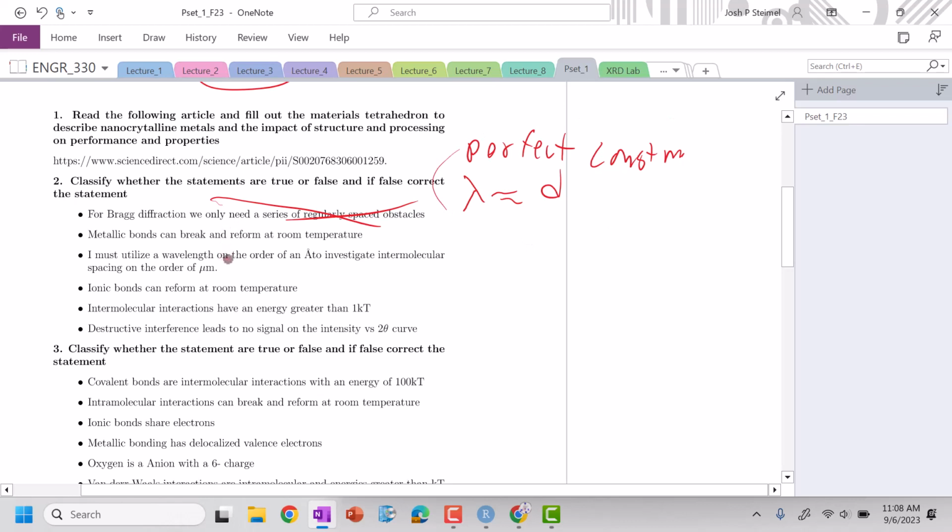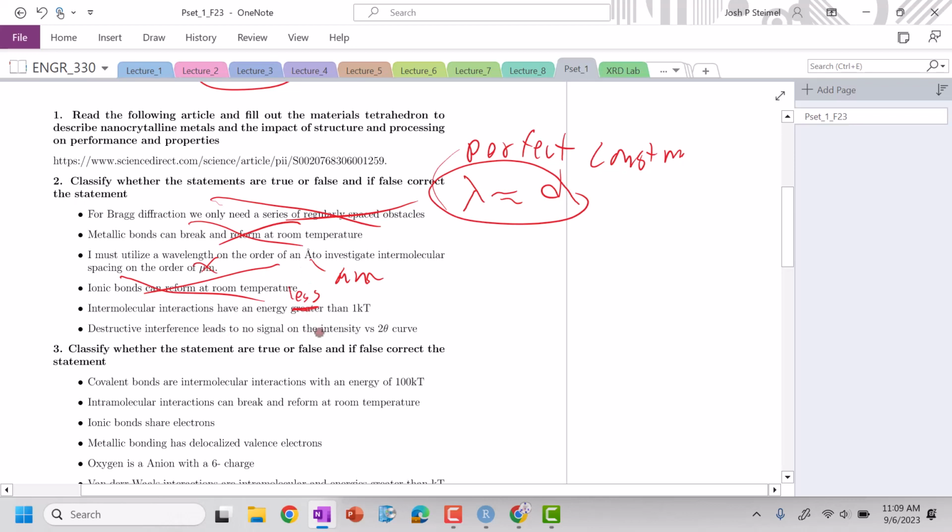Metallic bonds can break and reform at room temperature. Nope. They have energies that are above kT. Only intermolecular bonds can break and reform at room temperature. I must utilize a wavelength on the order of angstrom to investigate molecular spacing on the order of micrometers. No. I need to have something on the order of micrometers because, again, it has to be commensurate with the distance between our particles. Ionic bonds can break and reform? Nope, we just said this. Only intermolecular interactions can break at room temperatures. Intermolecular interactions have an energy less than kT.